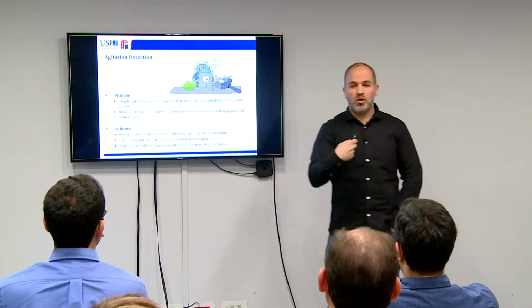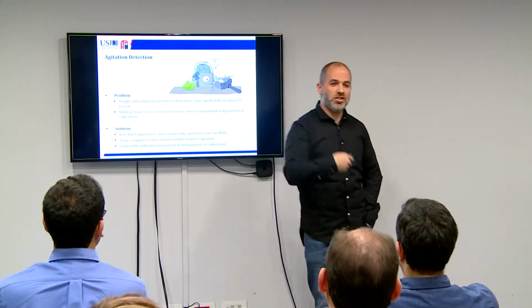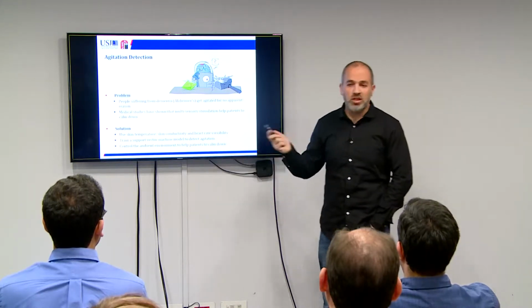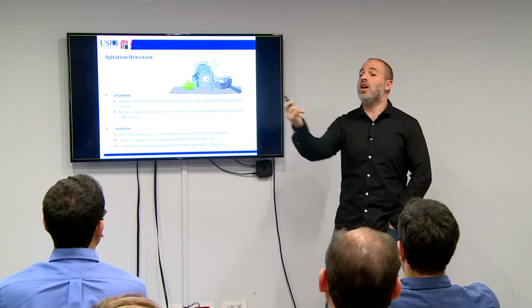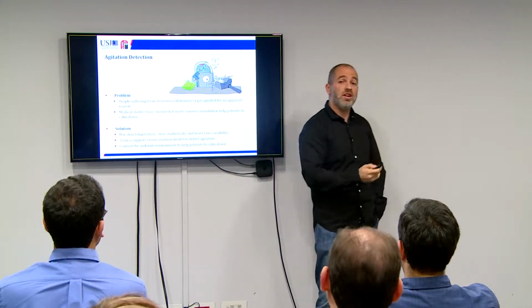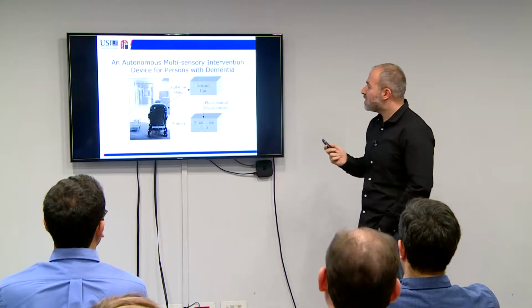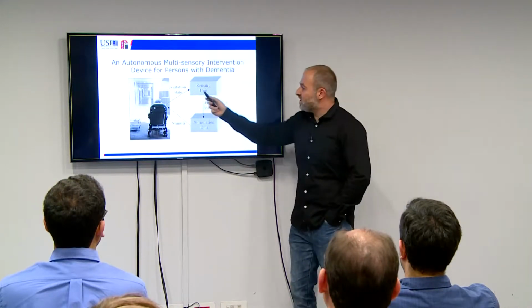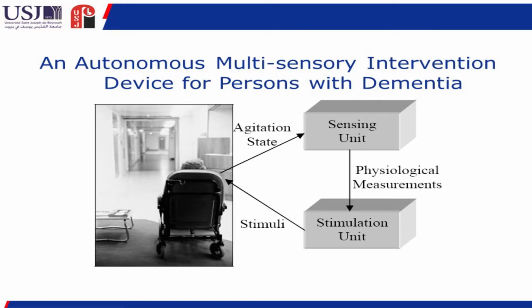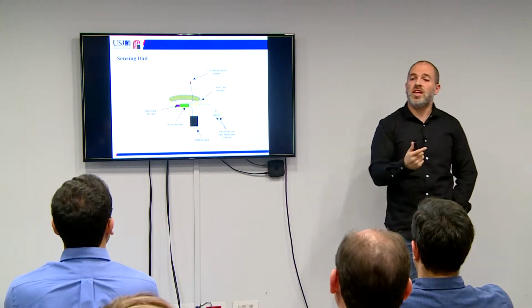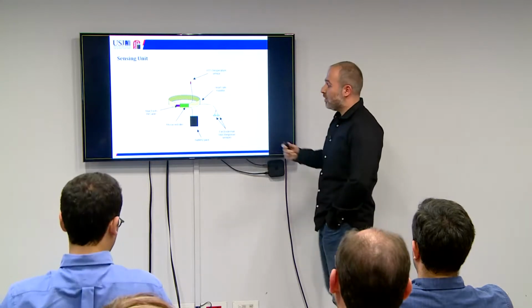What was our job? Our job was to try to detect agitation using non-invasive methods. So what did we do? We measured the skin temperature, the skin resistivity, and the heart rate. So we developed a small device, and this is the sensing unit here. And that's the small device. The patient puts it on the chest, and it measures the heart rate. It measures the skin temperature and the skin resistivity.